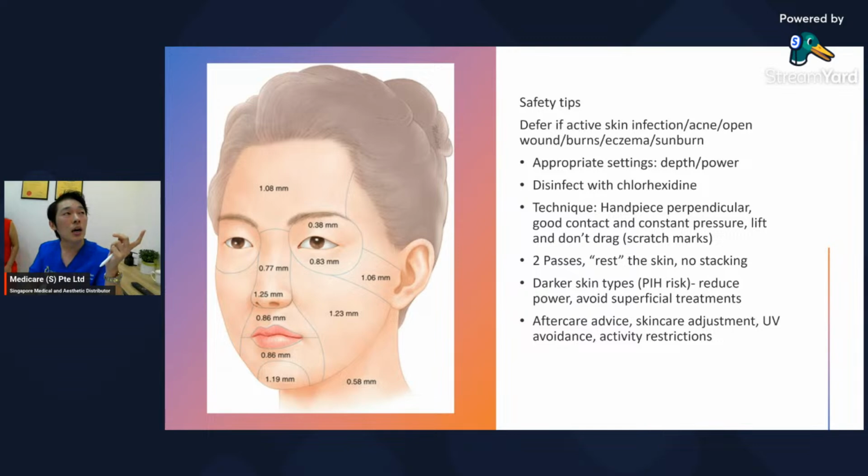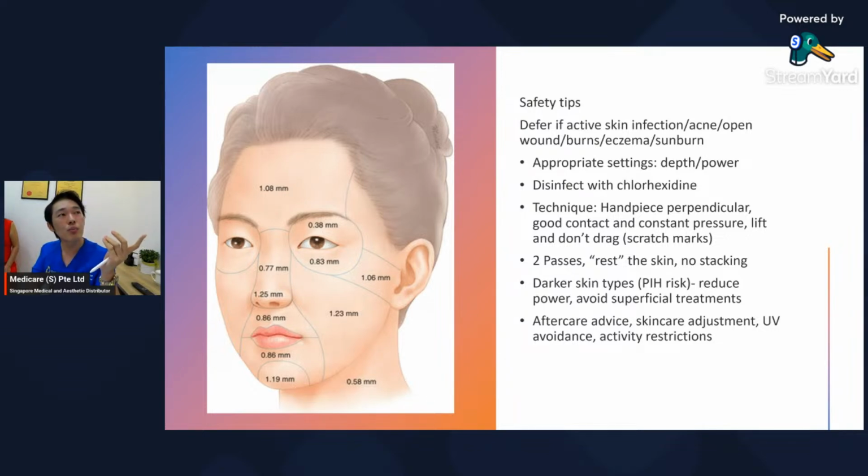Okay, so these are the tips to optimize the treatment. I don't treat distressed skin, so if there's a sunburn, active acne, or an active infection, I would treat it medically first and defer the treatment until the skin condition stabilizes. Number two, of course, this comes with training. You need to know for each part of the skin what depth and what power setting to use. I think the factory settings recommended by the manufacturer are fairly accurate, but you can tweak them as you go along once you get more used to the treatment. Then of course, we disinfect with chlorhexidine.